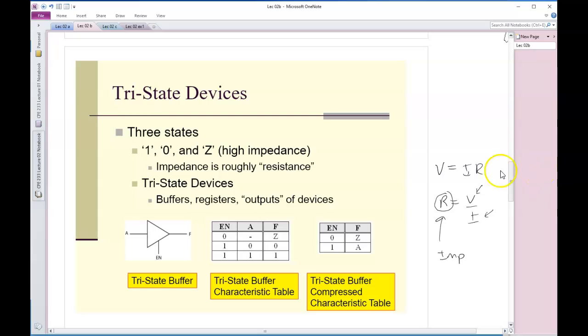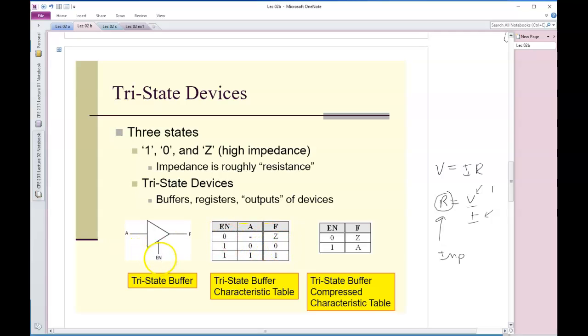So this is our vernacular here: this is a high impedance, or this is a buffer, a tri-state buffer. I have a switch on it. So here's the truth table for this thing. If this switch is turned on, the A signal is passed through to F, which you can see on these lines here.